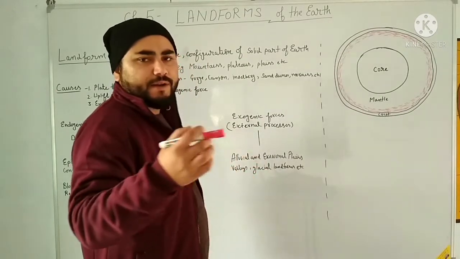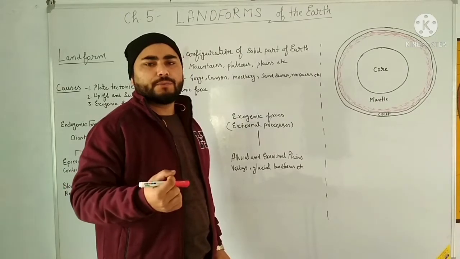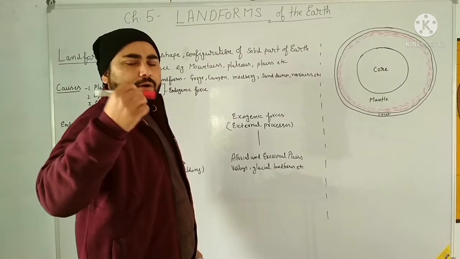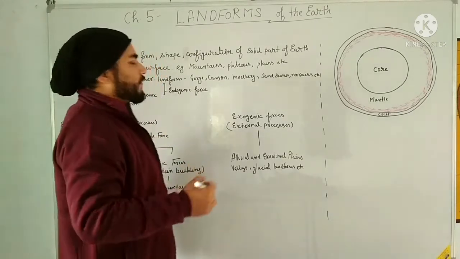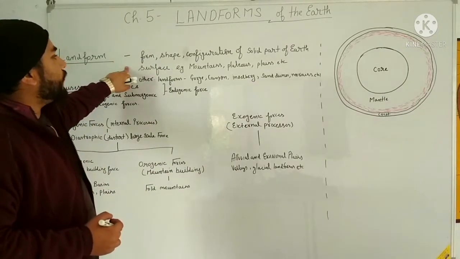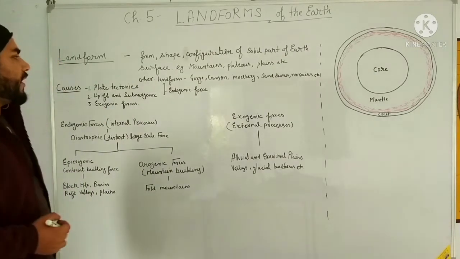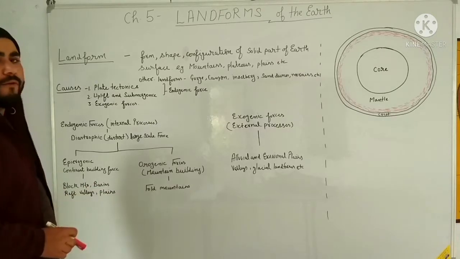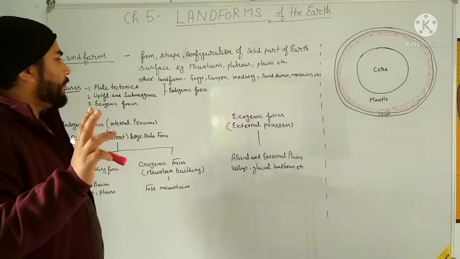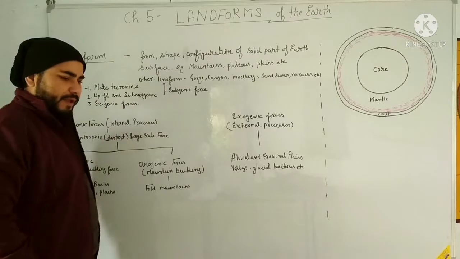The form of land, like whether the land is a mountain or a plain or a plateau, what is the form and configuration, shape and size of the land. Okay, so basically the form, shape, and configuration of the solid part of the earth's surface, for example mountains, plateaus, plains, etc., are called landforms. In this chapter we will be studying three main or major landforms, which are mountain, plateau, and plain.